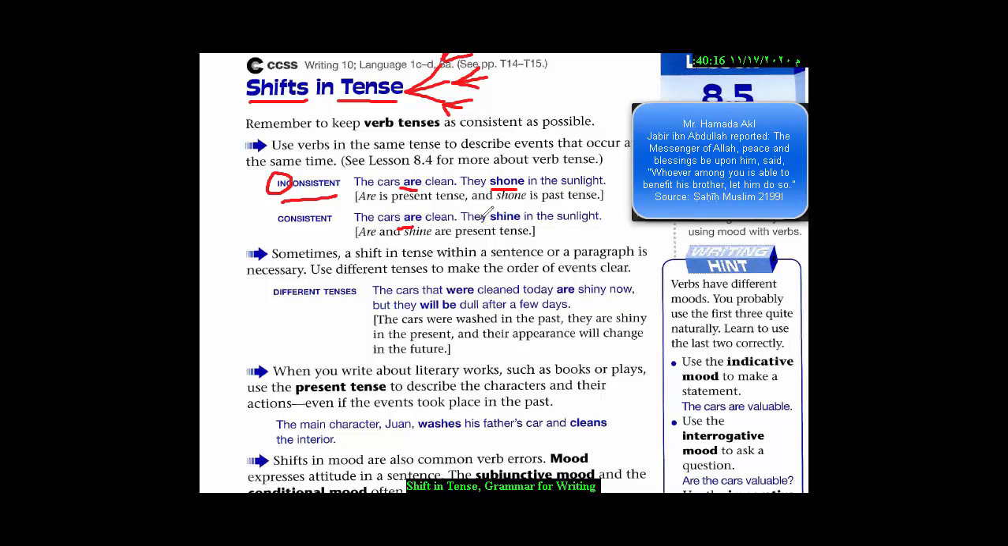The second sentence, how can we correct it? The cars are clean, they shine. Present, present. So that's consistent tense. Can I use different tenses, teacher? Of course. Give me an example, please.